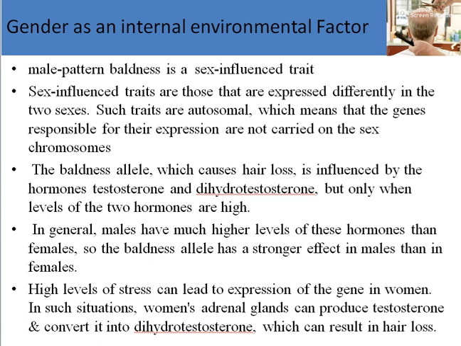You know what baldness is? Baldness is mainly the process of hair loss. And this is mainly influenced by the presence of hormones such as testosterone and dihydrotestosterone. And this happens only when the levels of these two hormones are very high.